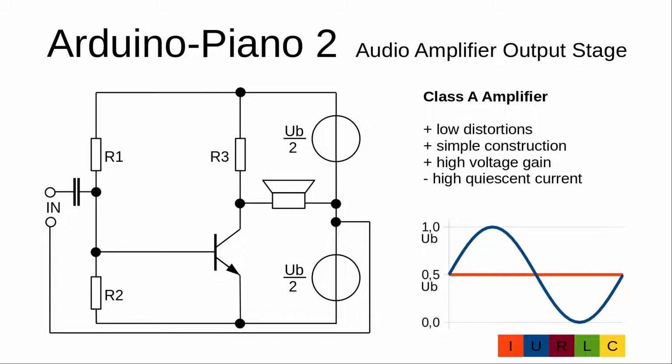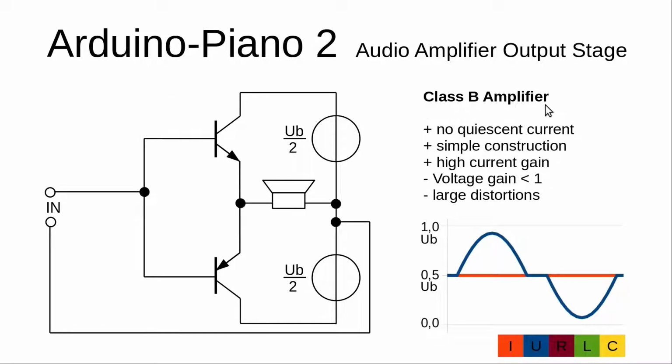Class A amplifiers are usually used in preamplifiers where we need a high voltage gain and usually have low currents, so that the quiescent current problem is not an issue. The class B amplifier solves the problem with the quiescent current.